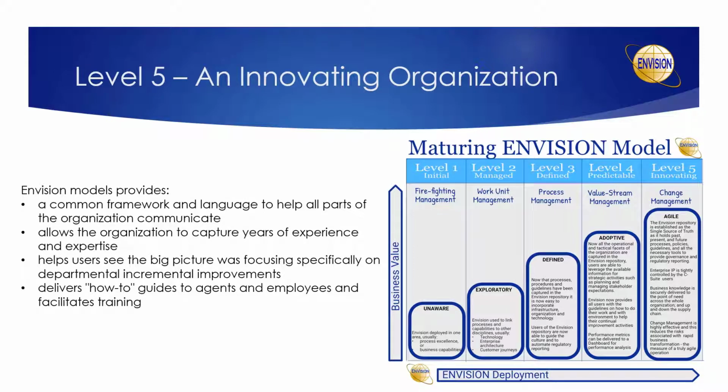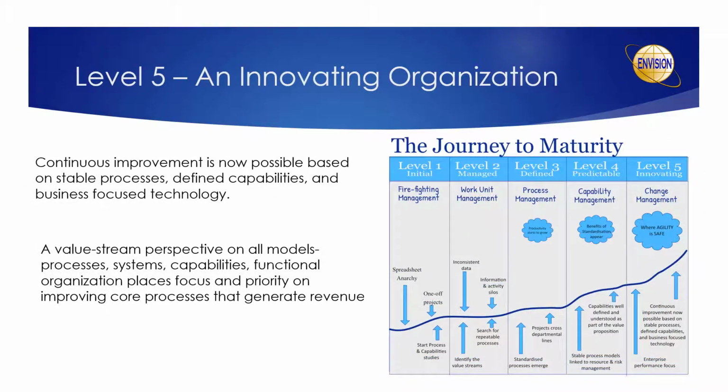It allows the organization to capture years of experience and expertise, helps users see the big picture while focusing specifically on departmental incremental improvements. Envision delivers how-to guides to agents and employees and facilitates training. Without a model of how an organization works and how business functions interact, it is more difficult to successfully implement projects for improvement. An Envision model is a great way of communicating how different parts of an organization interact and helps formulate that common language.